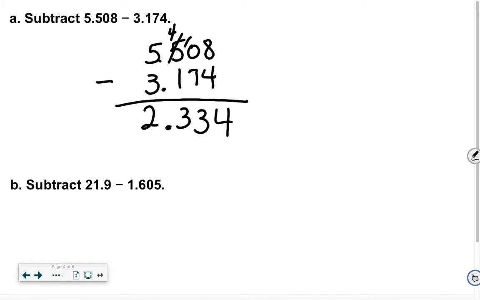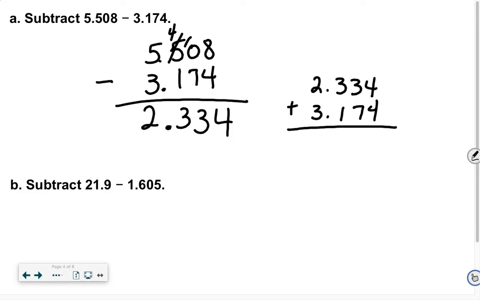Can I check subtraction? Yeah. How do I check subtraction of decimals? How do I check it, Chloe? You do 5 and 508 thousandths plus 2 and 334. Nope, good try. But if I check subtraction, what do I have to do, Braden? You have to add 2 and 334 thousandths plus 3 and 174 thousandths. 3 and 174 thousandths. This would be my check.